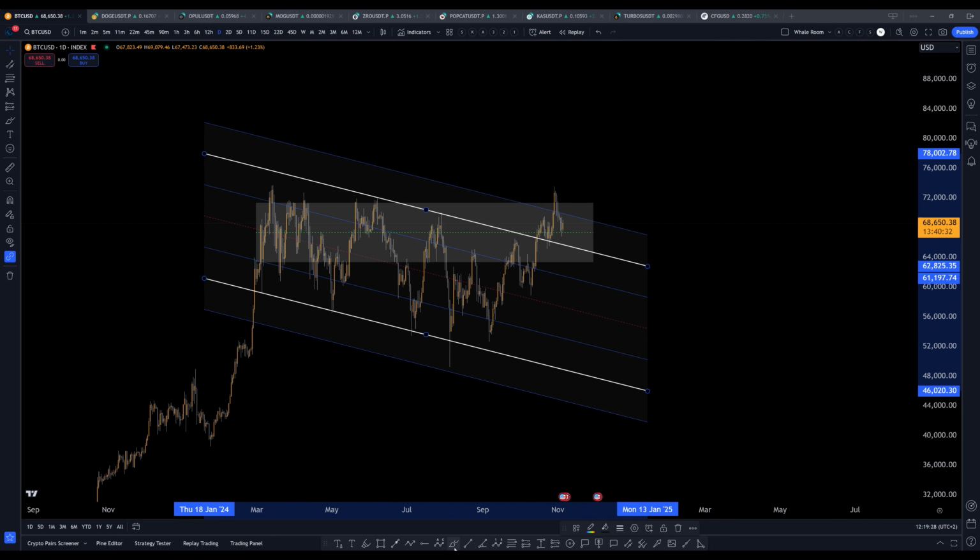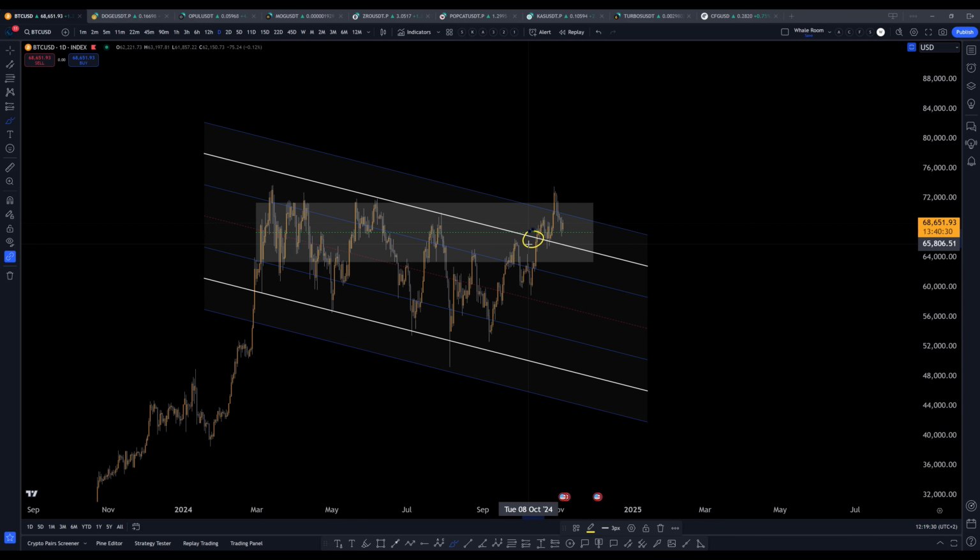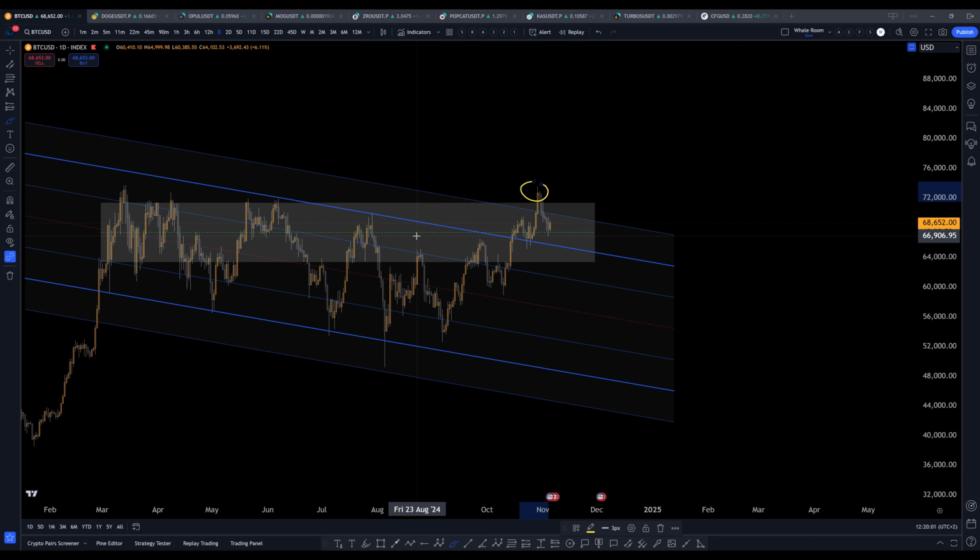So we broke the channel and got out, retested the channel, and broke the structure. That is quite bullish. And it's coming down to the 50% of the range. We would like to see it stay above the 50% of the range, and I would like to see continuation and get out of the range. So 50% of the range is very crucial. That is a small figure for the time being.